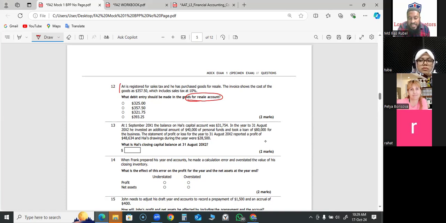Ari is registered for sales tax and he has purchased goods for resale. Purchased, remember, it's a bought, it's a purchase account. The invoice shows the cost is this, which includes 10%. So do you agree this is 110%? And you need to get the 100%. And that's it, that's the answer. How much is the answer then? Who finds the answer? I'm giving you 30 seconds.